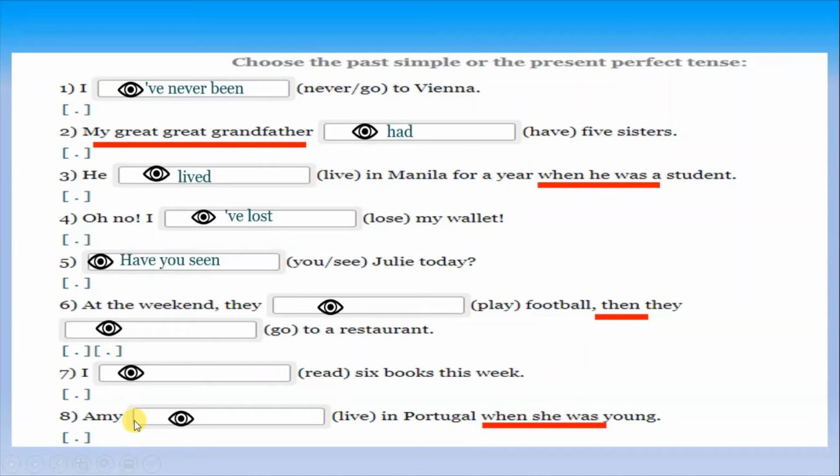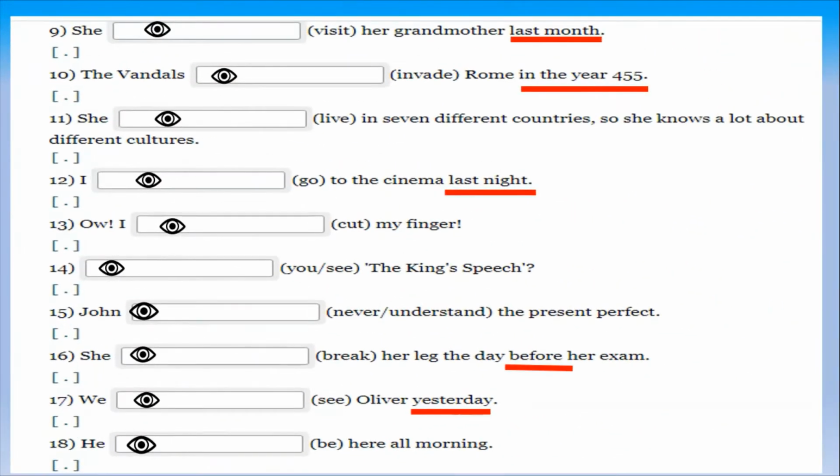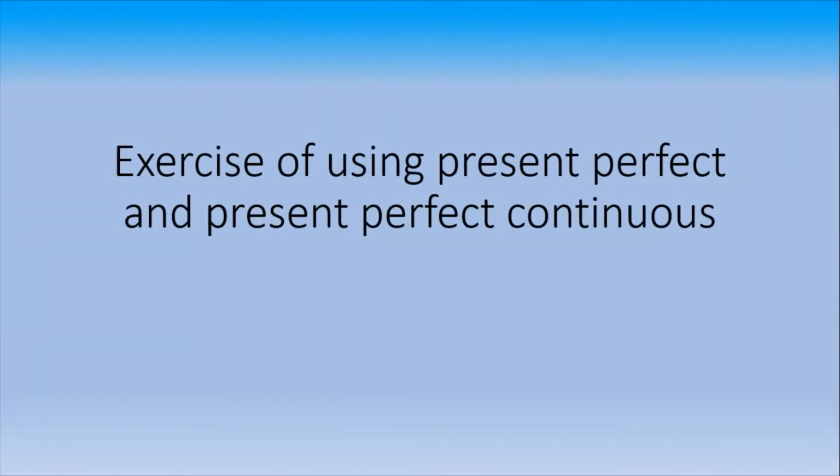Another sentence, please depend on yourself to solve and have enough practice to see all the solutions and solve all these problems. Please depend on yourself. Exercise of using present perfect and present perfect continuous.